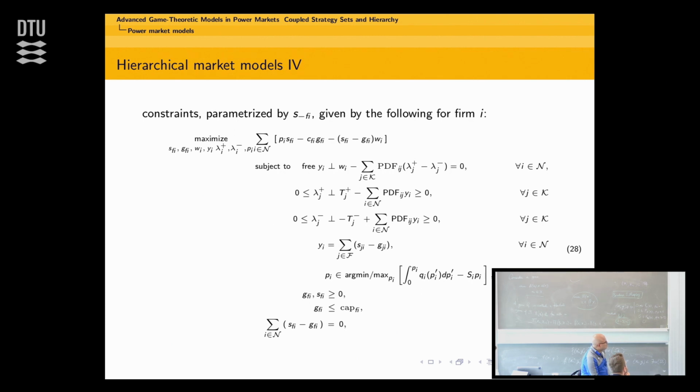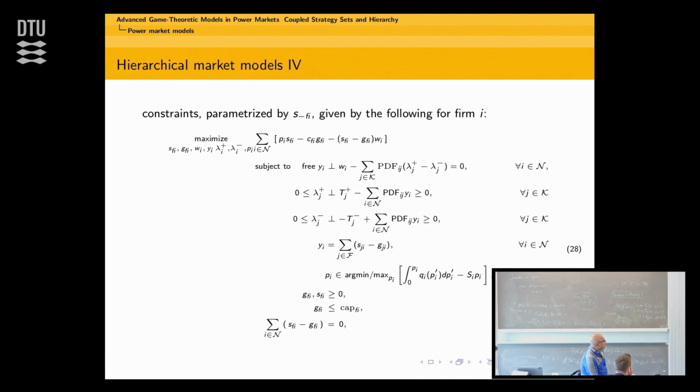This represents her revenues, her costs, and then the transmission costs. Right? These are the reactions of the ISO. These are the flow requirements. This is the specification of price using the price setter. Okay? These are the equilibrium conditions, and these are just non-negativity and capacity requirements on generation, and these are conservation laws on generation and sales. Okay, so the big difference is this.